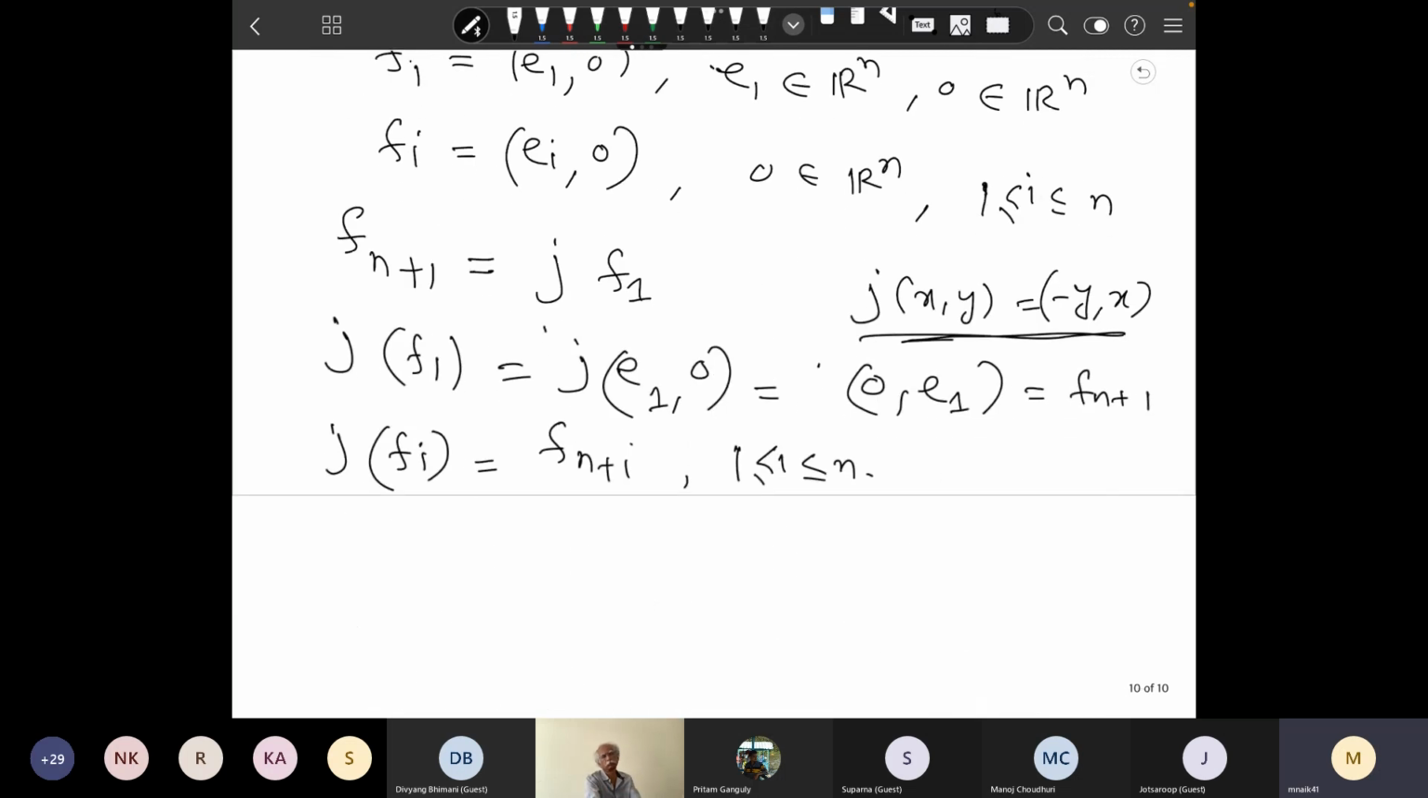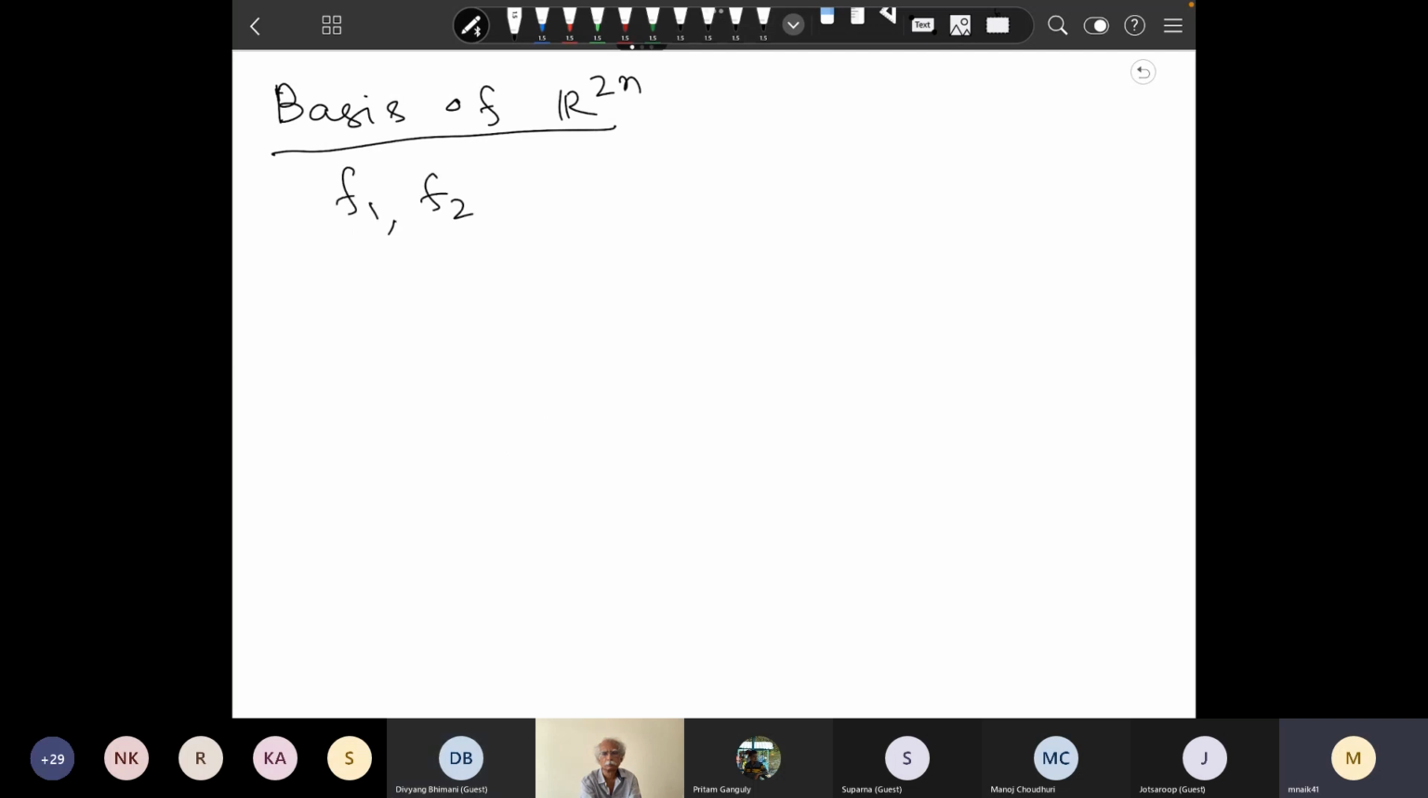So I will write this basis of R2n in a different form. Basis of R2n is something like F1, F2, Fn. So what are you trying to do here? I am just writing this basis in a different form because I have a purpose. Now after that, what is your goal? What do you want to do with that? Okay, I will write.